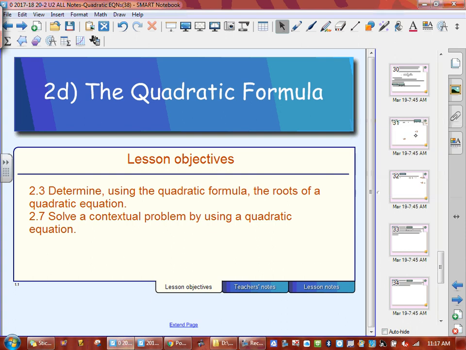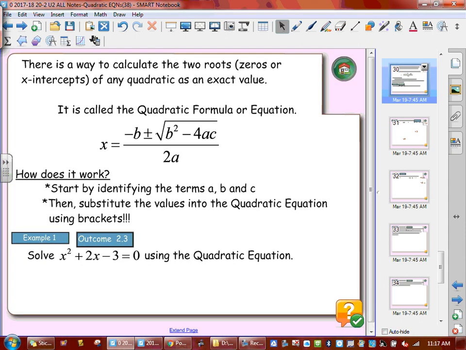Okay, this is lesson 2D, the quadratic formula. So we are still solving for x-intercepts, but sometimes we get decimal numbers. So this is a different way to solve quadratic equations. It's called the quadratic formula. So I will show you a video about this another time.